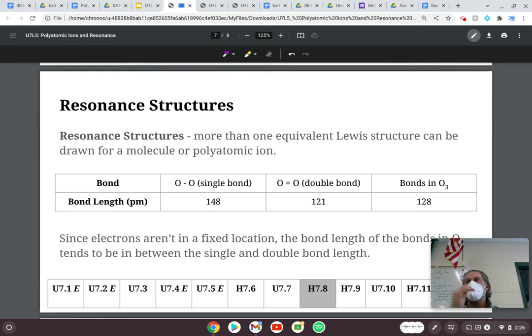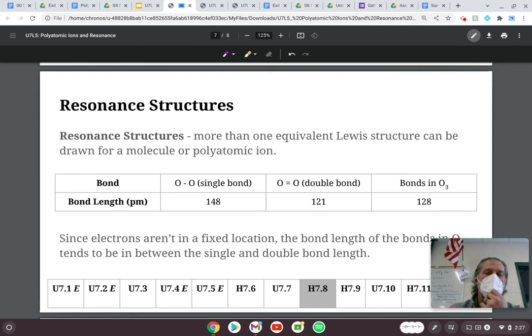So the data suggests that the bonds in ozone are not a double bond and they're not a single bond. There's something in between. They're like a hybrid. And that's what a resonance structure is. A resonance structure is when you can draw multiple versions of the same structure. But when you draw those multiple versions, neither of those versions actually exist because the bond itself is like this weird mashup of a single and a double bond. Does that make a little bit of sense?